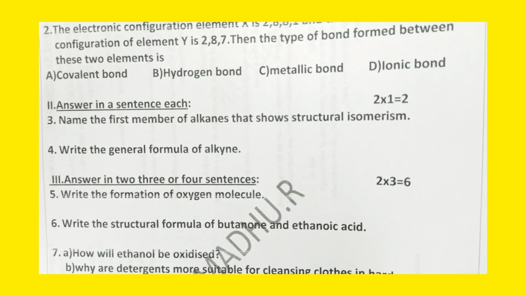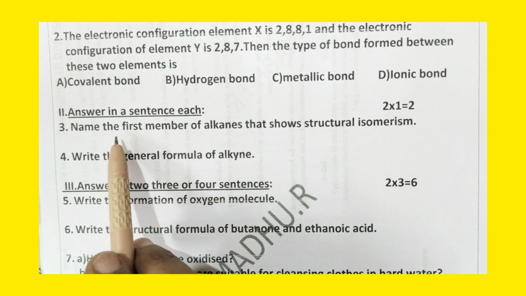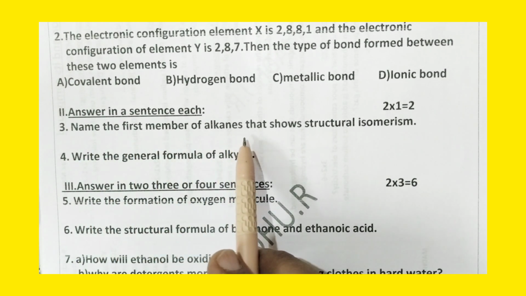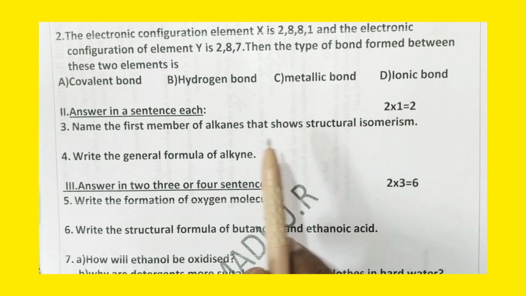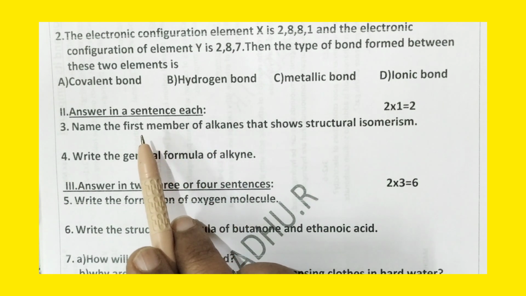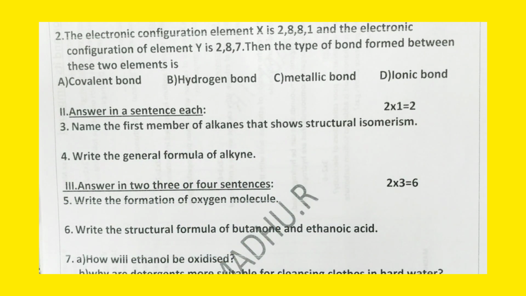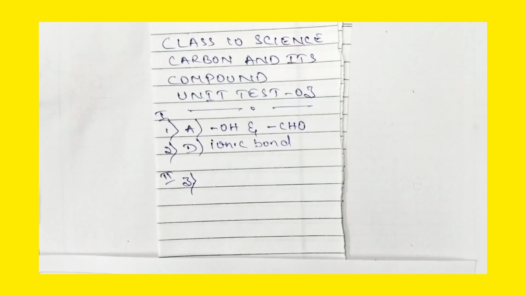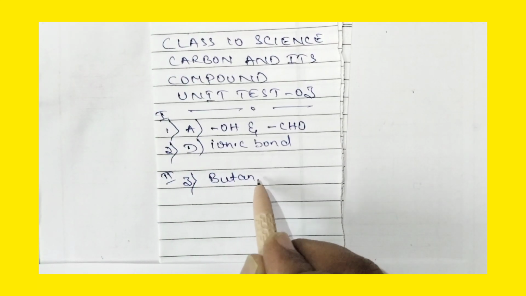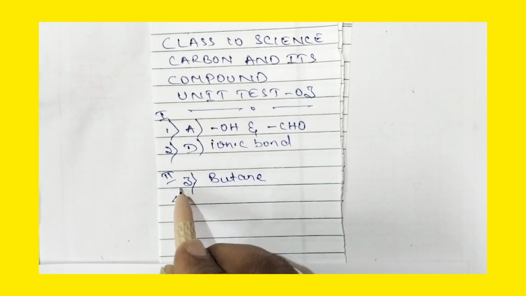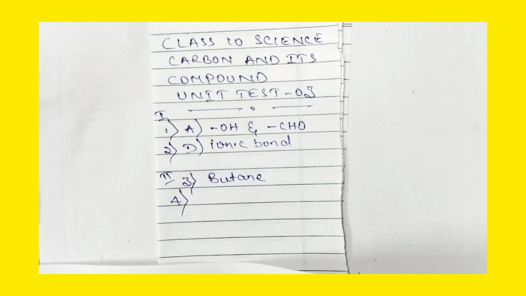Now let us move to question number 3. Name the first member of alkanes that shows structural isomerism. The first member of the alkanes that shows structural isomerism is butane. Butane has two isomers. One is normal butane, another one is isobutane.